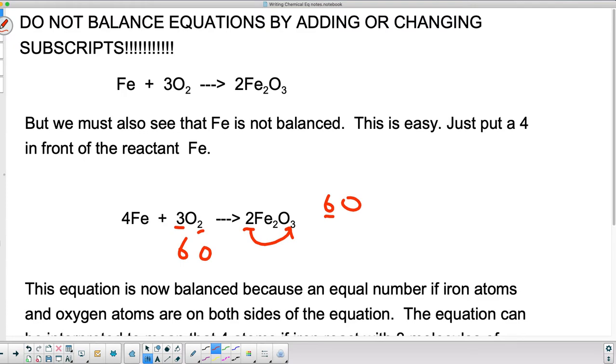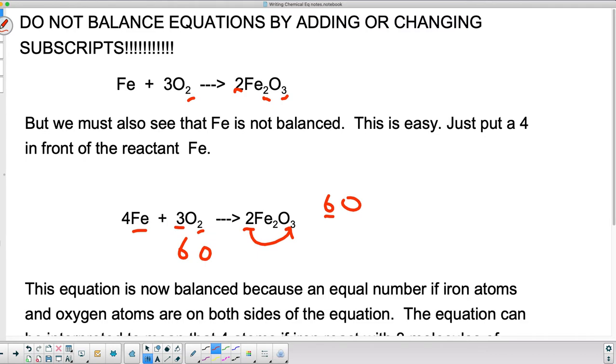Notice, and this is very important, I do not change the subscripts of the formulas that I have already. So if I have O2 and Fe2O3, I cannot change these small numbers, because the small numbers must stay the way that they are. So we can only put numbers in front of the compounds and the elements. This equation is now balanced.